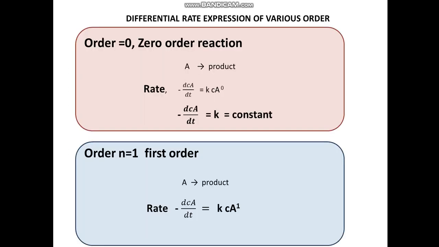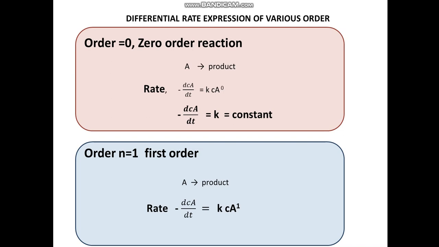Then, differential rate expressions of various orders. That is for order 0, the zero order reaction, A giving products. The rate is always in terms of the rate of disappearance of the reactant. Please look into that important aspect. For the differential rate expression, this is the rate of disappearance of any one of the reactants.